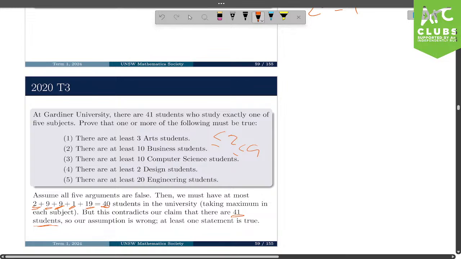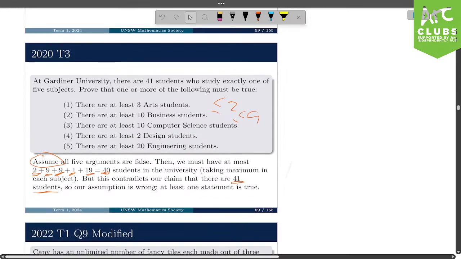What went wrong? Our assumption. Our assumption was wrong. This is a proof by contradiction. So this must mean our assumption is wrong, and at least one of the statements is true. To recap, we note crucially that there is an at-least-one condition, and so we are tempted to negate it and do a proof by contradiction. Cool. Great. All right, I'm going to move on.